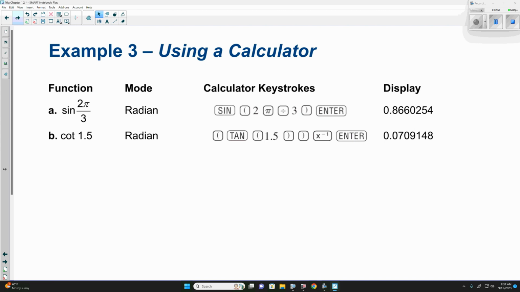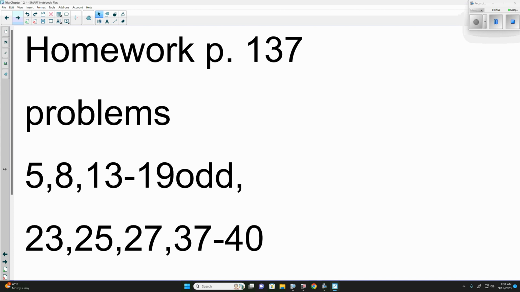No? Okay. Now, this is the assignment. I'm planning on giving you sometime next week to probably work on it. 5, 8, 13 through 19 odd, 23, 25, 27, 37 through 40.